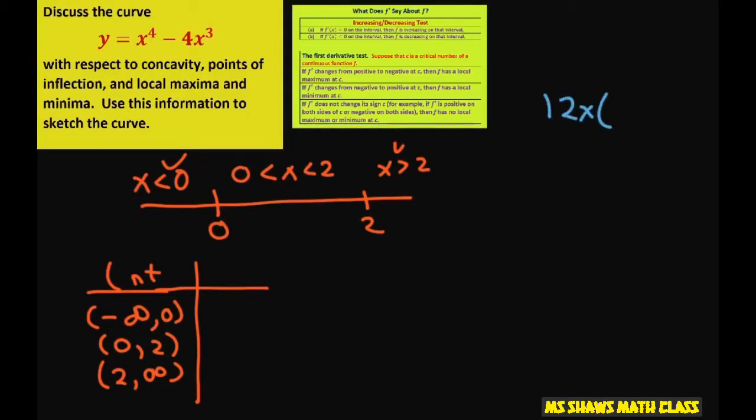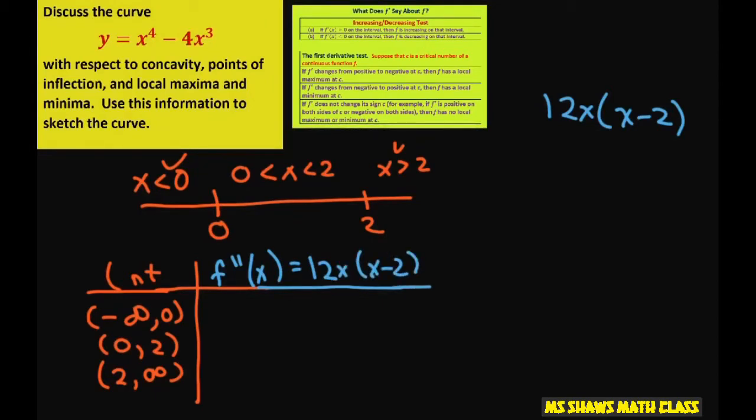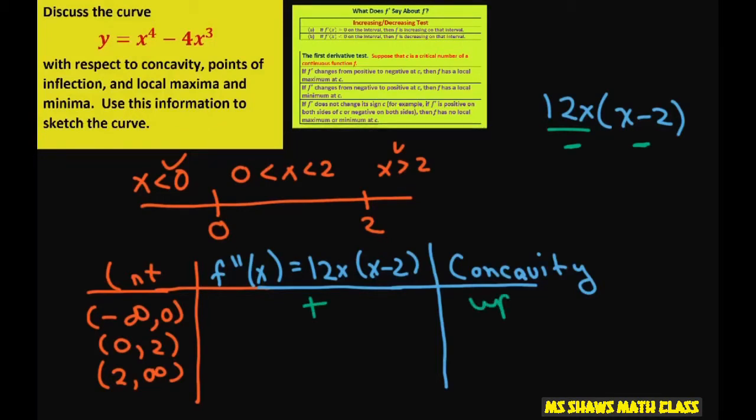F double prime of x is 12x times x minus 2. We're going to check for concavity to see if we can get the inflection point. If we plug in a negative number into this, it's going to be negative and negative. Two negatives are going to be a positive. So that means concave upward.